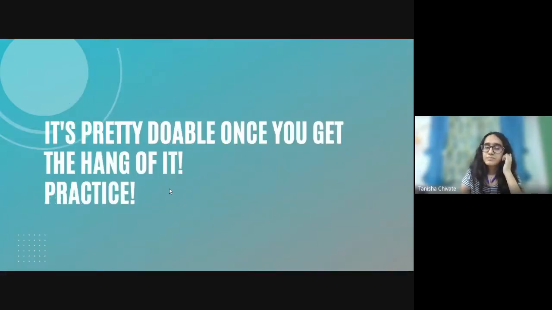Last but not the least, it's pretty doable. It's a very easy section. Practice more, you'll score more, and your accuracy will increase. Critical reasoning is that one section which, even if you're miserable at it, you will probably be able to score at least 4 or 5 more marks if you practice more, and you make your mindset such that, listen, I can tackle this section. So yeah, that's about it.